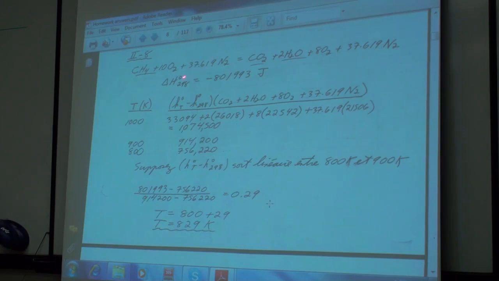Also, it's better to use pure oxygen. If you use exactly the right amount of air, you'll get a higher flame temperature than if you have excess air. If you use oxygen, you'll get a higher flame temperature than if you have air, because you don't have to heat up all that nitrogen. But that's how we do the heat balance. Any questions?